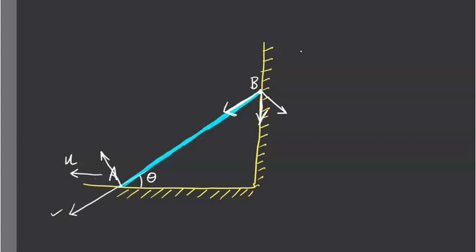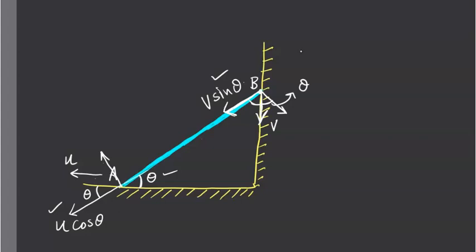Now suppose I resolve this u vector into two components. This angle will be theta because it is the vertically opposite angle to this one. So this is u cos theta, the component along the rod, and let's say the velocity of point B is v. This angle will be 90 minus theta and this angle will be theta, so this component will be v sine theta. Now the components u cos theta and v sine theta of points A and B must be the same.